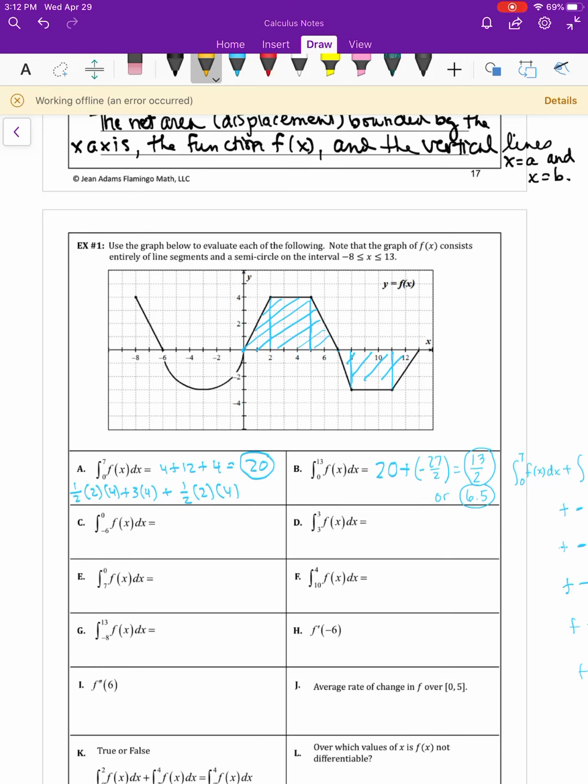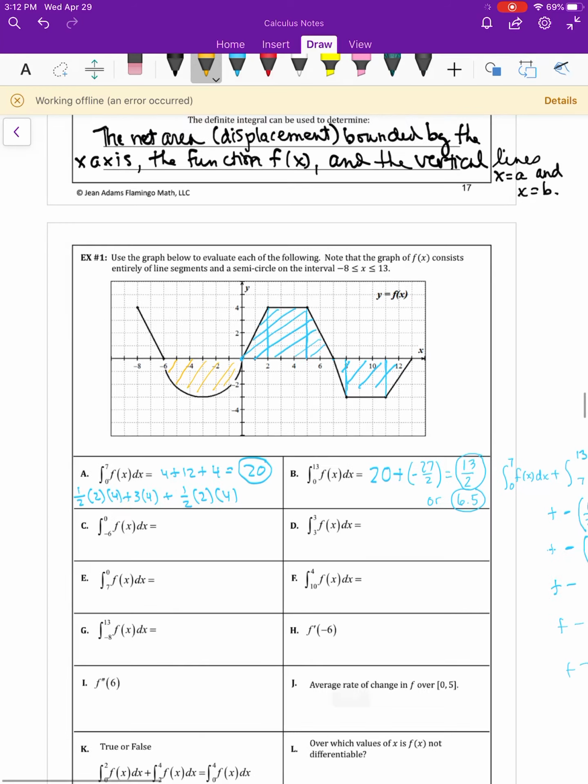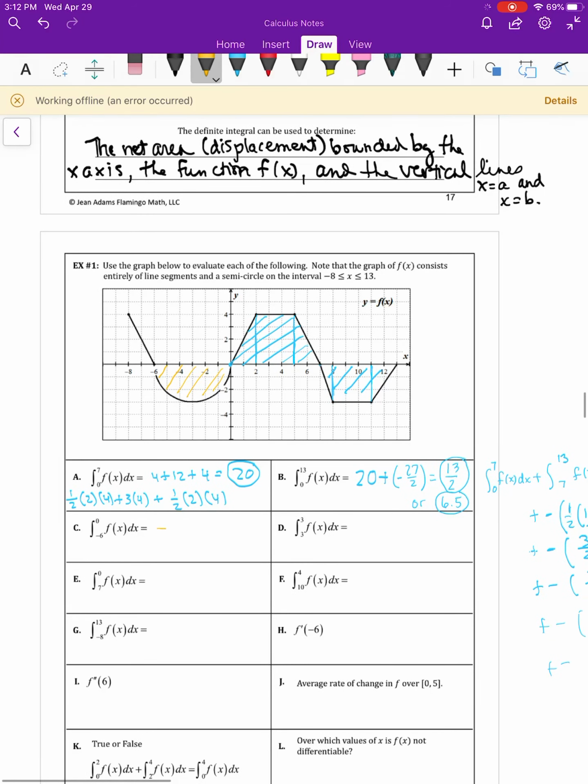Okay, so for part C, negative 6 to 0 is what we're looking at. So from negative 6 to 0, we are looking at this area right here. We know it's going to be negative because it's completely below the x-axis, and we're going to notice that it is a half circle. So to calculate that, I'm going to say 1/2 pi r squared, right? Because it's half of the area of that circle.